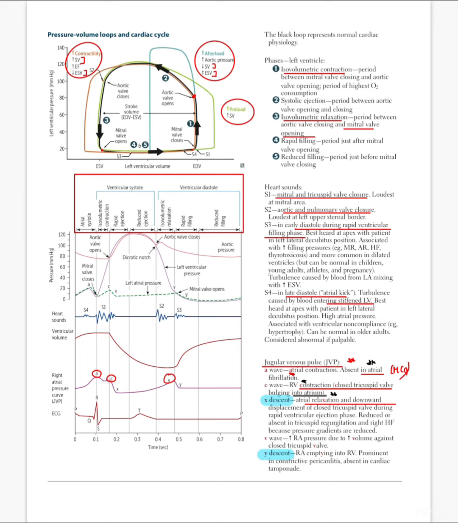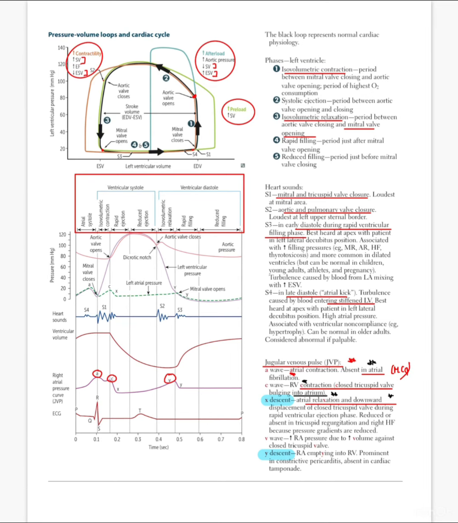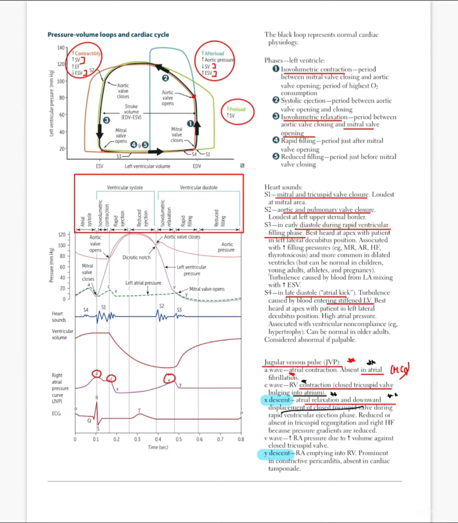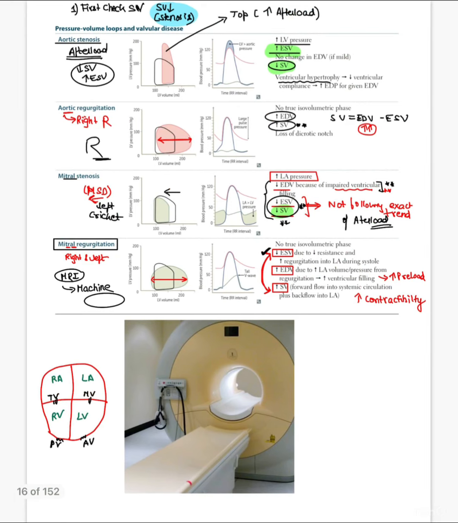JVP, that is very important. Then you have X descent, guys. This X descent is the atrial relaxation and downward displacement of the closed tricuspid valve. Then V wave, guys. V wave is due to an increase in volume, that is again important. Y descent is when the right atrium is now emptying into the right ventricle.